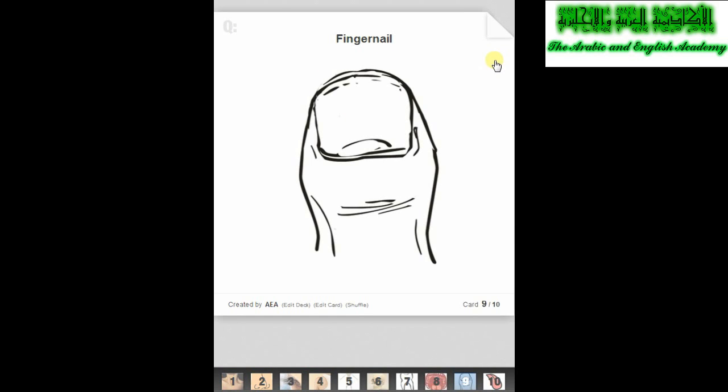The next word we have is fingernail, and fingernail in Arabic is zufur. Zufur. Fingernail. Zufur.